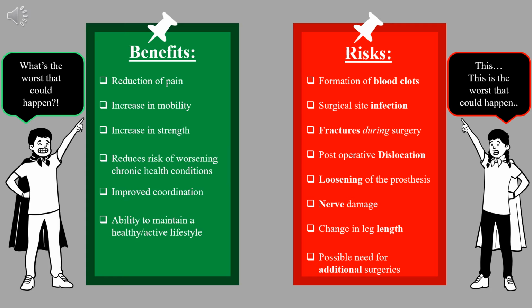And last but not least, the possible need for additional surgeries. Like we discussed a couple slides ago, revision surgeries are sometimes recommended at the 10 or 20-year mark just to ensure that everything is moving smoothly and making sure that there's no infection to the joint area, making sure that your prosthesis is still attached and rotating correctly. Sometimes some of the pieces need to be replaced due to wear and tear, etc.